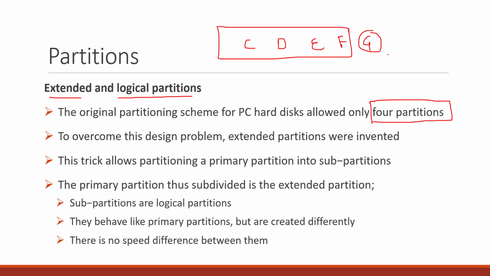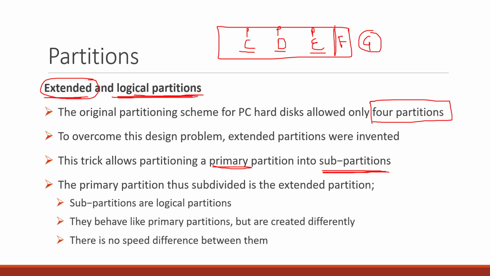Well, there is a trick to do that. If you want more partitions in your computer, you can take advantage of extended and logical partitions. Normally you have only primary partitions. Now you can divide a primary partition into a sub partition, which is normally called an extended partition, and inside that extended partition you can have logical partitions. So for example over here, this is a primary partition. This is also a primary partition. This is also a primary partition.